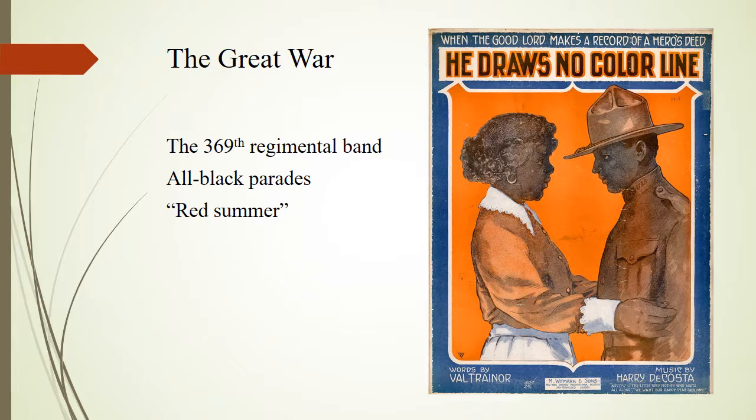James Reese Europe, a New York band leader who played the music of black composers, directed the 369th Regimental Band, which you saw on the previous slide. While the band was not permitted to march in New York City's Victory Parade, they held a separate parade on Fifth Avenue led by James Reese Europe and drum major Bill Bojangles Robinson on February 17, 1919. Fifth Avenue had other all-black parades.